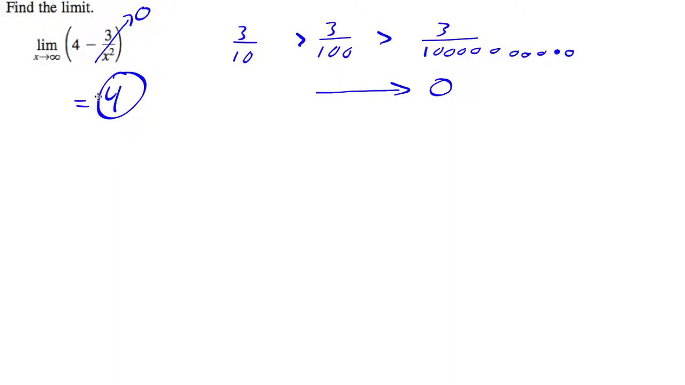You can think about it logically like that, or remember your asymptote rules. This 3 over x squared has a larger degree in the denominator. That means that the asymptote is at 0. So what's 4 minus 0? Well, it's 4.